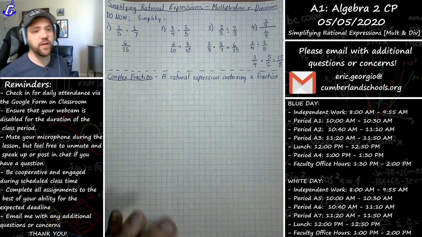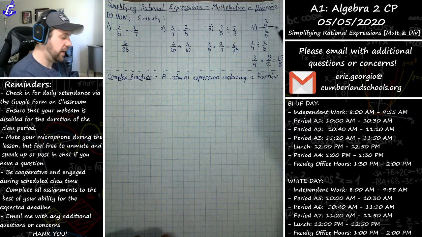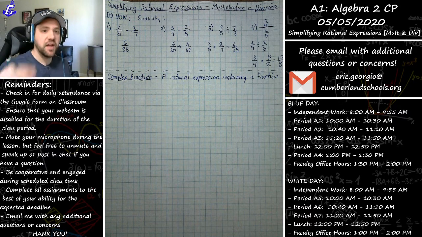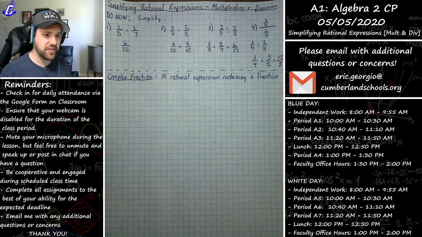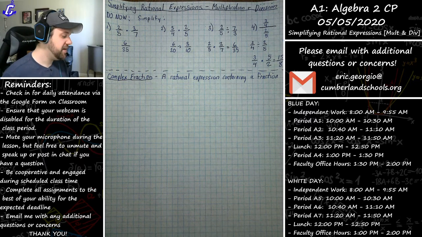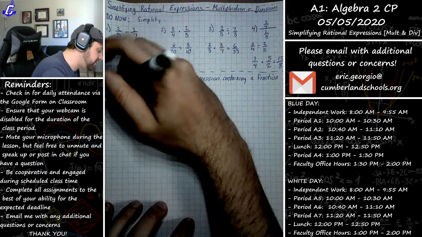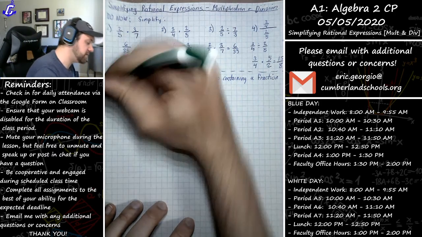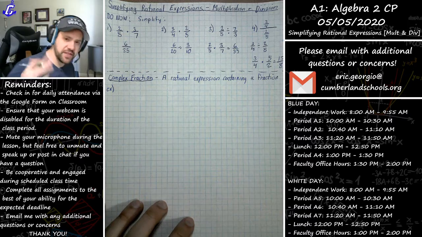In other words, it's like when you have something like number 4. That would definitely be a complex fraction. It's a fraction that has fractions in it. It's a rational expression that has fractions in it. So it's a fraction divided by a fraction. All right? Look at specific cases when you're dealing with complex fractions. Just a couple things to consider.